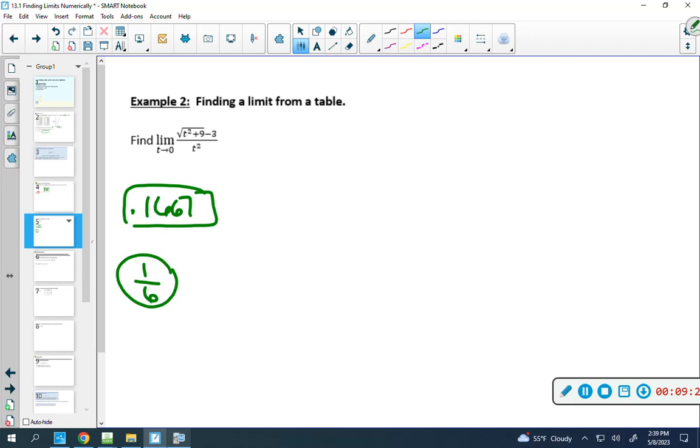It was right on the tip of our tongues, right? All right. Notice no table for you to fill in this time. We're just looking at the table and estimating.